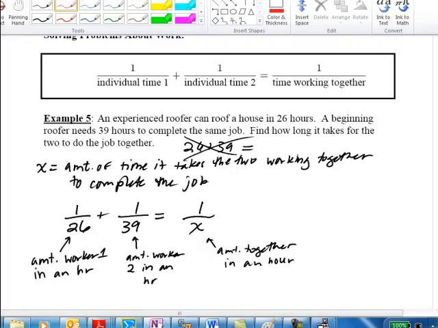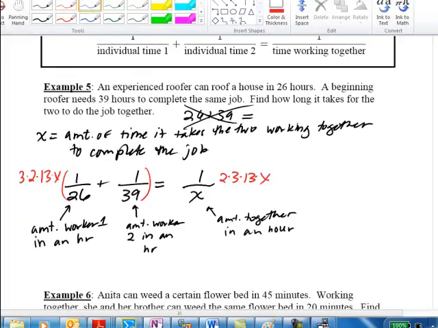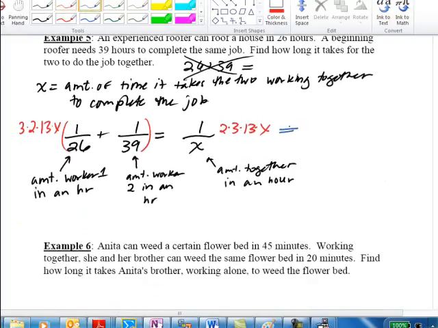Then we'll multiply by the LCD. 26 is 2 times 13, and 39 is 3 times 13. So we'll need a 2 and a 3 and a 13. So 3 times 13 is 39. Double that, 78x will do. I'm actually going to write this as 3 times 2 times 13 times x, just so I can see all the factors. So we'll do that on both sides. Distribute on the left because there's a sum.